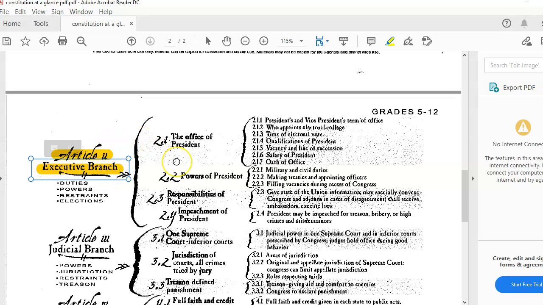Now, most people know a little bit about the executive branch. They at least know the executive branch has the president, the office of the president. So I'm going to highlight that. 2.1, office of the president. So it also talks about powers of the president, responsibilities of the president, and then we're going to highlight 2.4, impeachment of the president. So impeachment of the president, as we have talked about before, is one of the checks and balances.